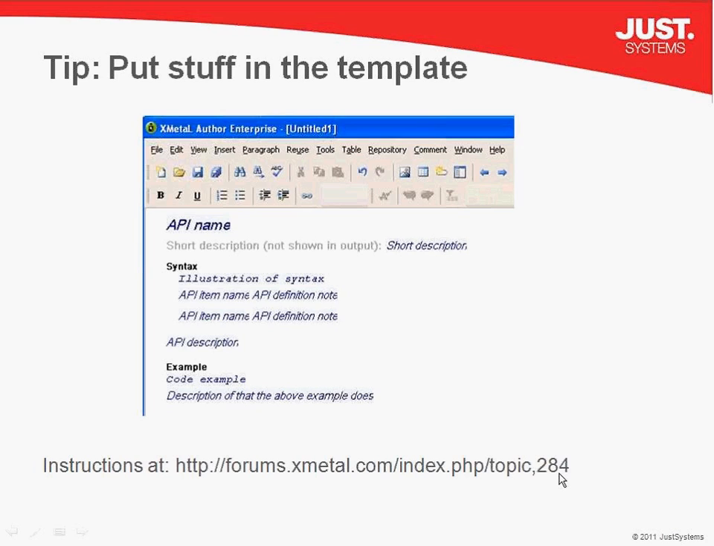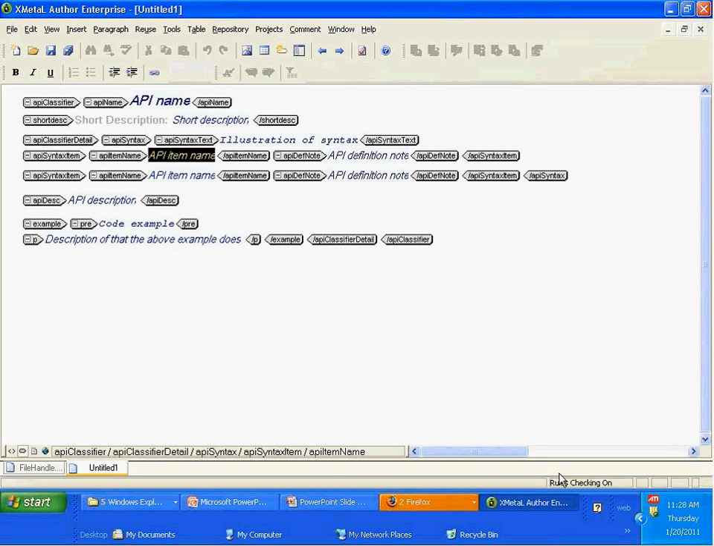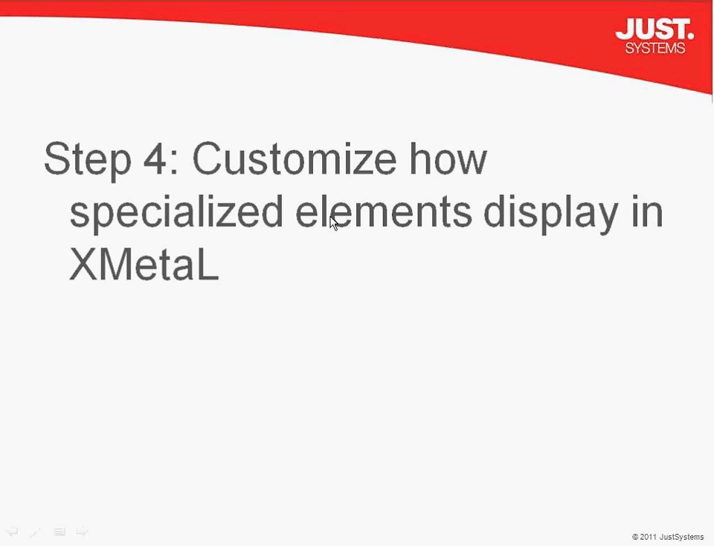And there's a forum topic URL that you can take a look at here with a little bit more about creating templates. Okay? So at this point, we're almost all the way there. We can work with XMetaL with that specialized document type at this point. We can open an existing document and we can create a document. So now at this point, we're just looking at optimization.